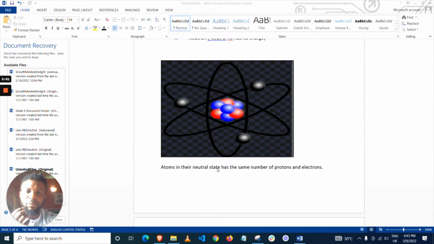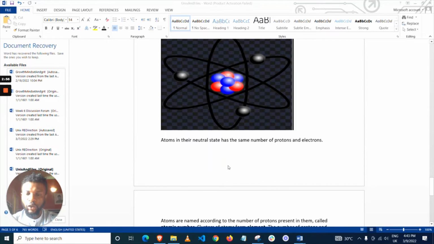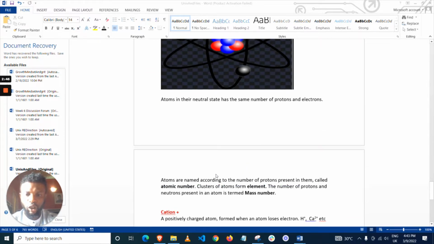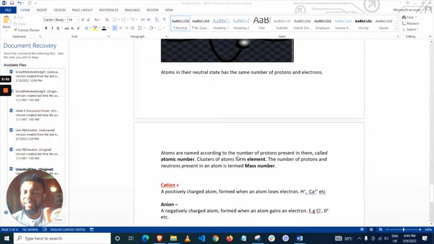Take note. So an atom in its neutral state is chargeless. It has the same number of protons and the same number of electrons. So if you are told that an atom has 10 protons, without telling you the number of electrons, it is implied that there are also 10 electrons. Okay, so these atoms, when they cluster together, they form what we call elements. Okay, and elements are placed on the periodic table, like you have the first 20 elements. So an element is made up of what? Clusters of atoms.